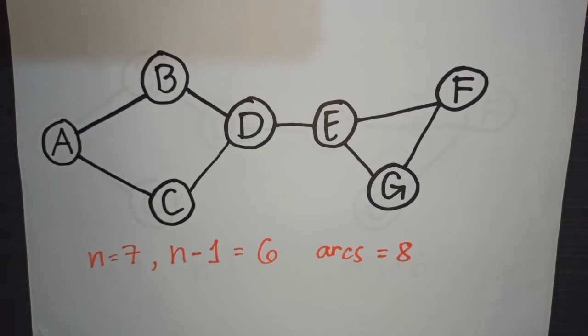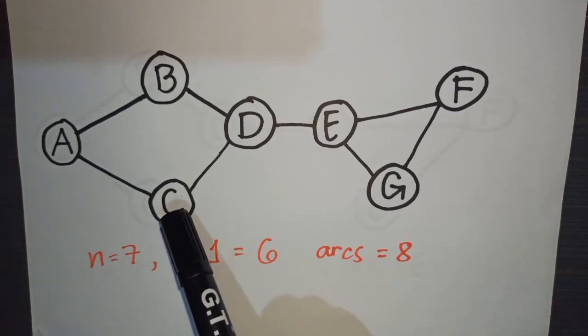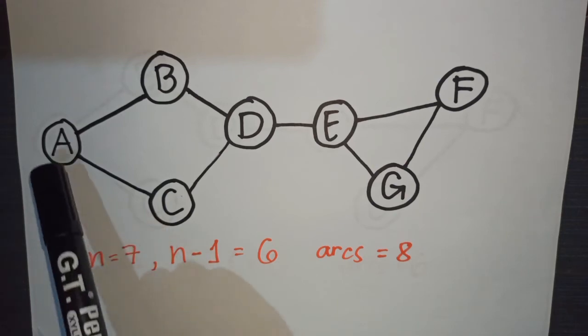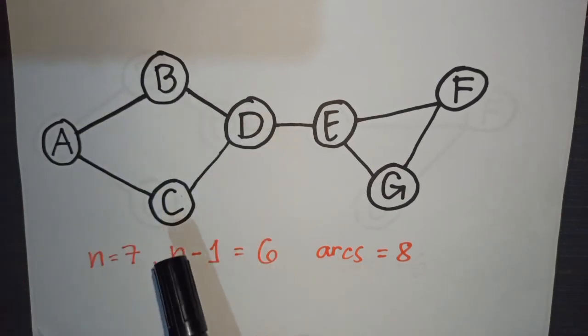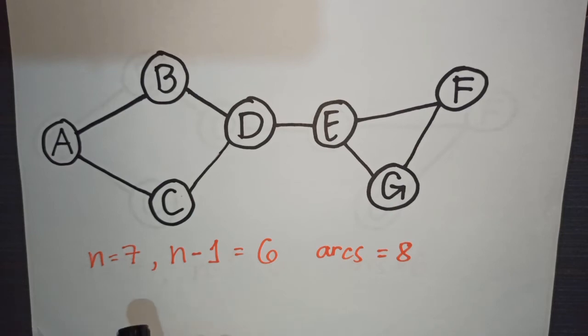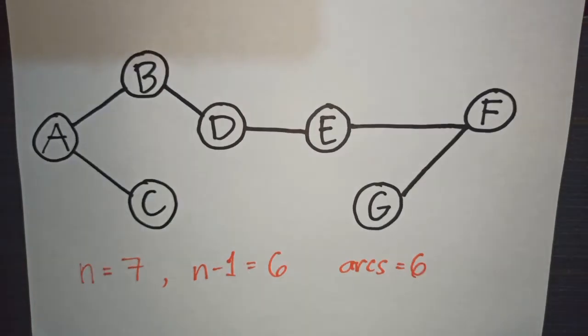In this network, all the nodes are connected. However, this network has a cycle. For example, there is a path from C back to itself, C, A, B, D, back to C, meaning this is also not a spanning tree. If we check it, n is equal to 7, n-1 is equal to 6, and the number of arcs is equal to 8. This is not equal also, so this is not a spanning tree.